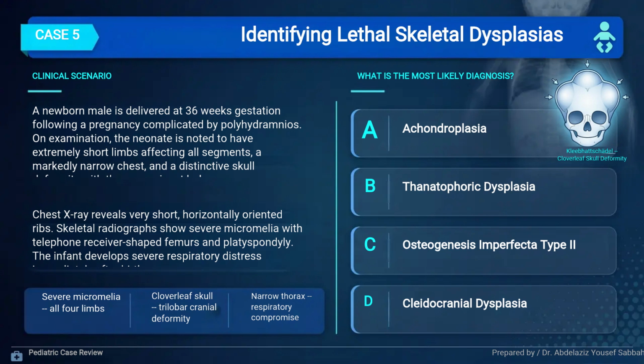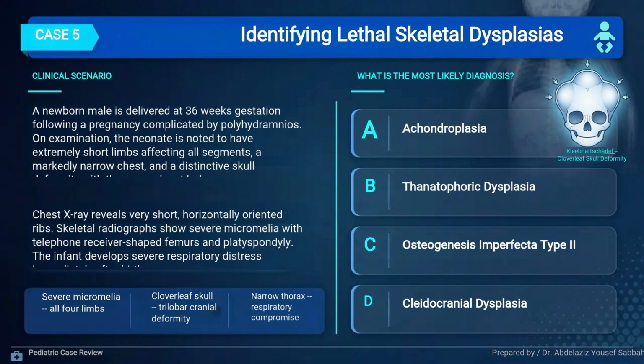Case 5. A newborn male is delivered at 36 weeks gestation following a pregnancy complicated by polyhydramnios. On examination, the neonate has extremely short limbs affecting all segments, a markedly narrow chest, and a distinctive skull deformity with 3 prominent bulges. Chest X-ray reveals very short, horizontally oriented ribs. Skeletal radiographs show severe micromelia with telephone receiver-shaped femurs and platyspondyly. The infant develops severe respiratory distress immediately after birth. What is the most likely diagnosis?